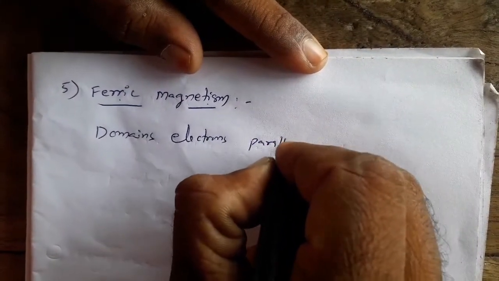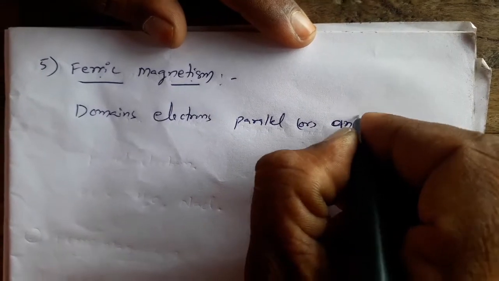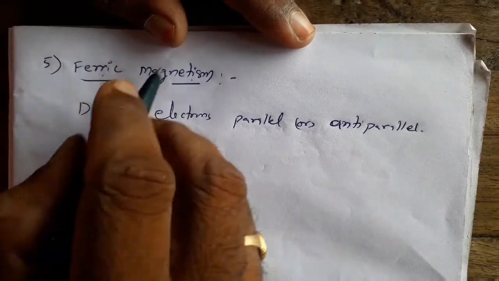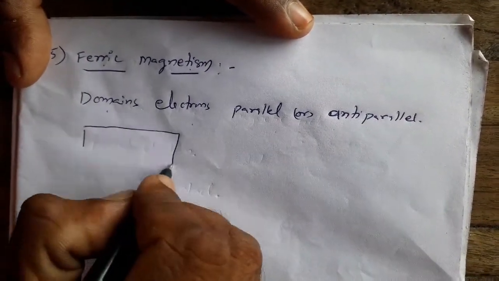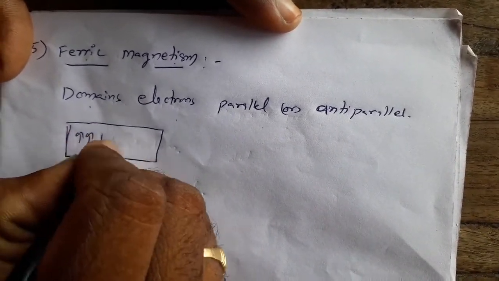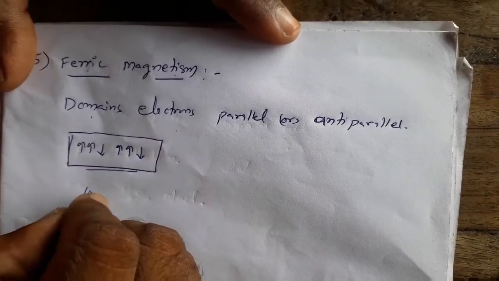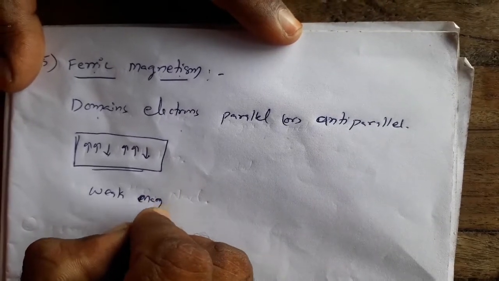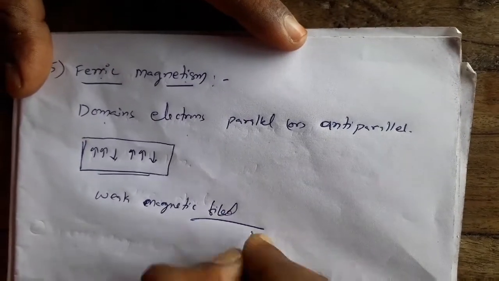Third one is ferrimagnetism. In this one also, domains are arranged in the magnetic field, certain ones parallel, certain ones anti-parallel. The electrons are parallel and anti-parallel but unequally filled. Two are parallel, one is anti-parallel. So there is also a weak attraction. So this is a weak magnetic field.